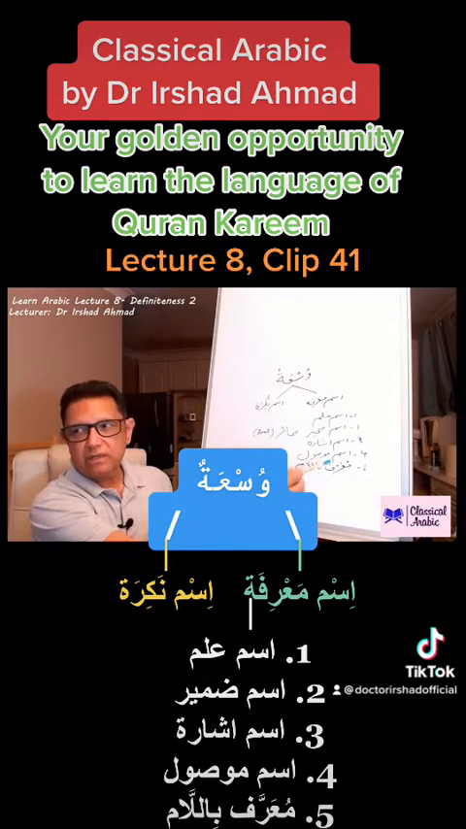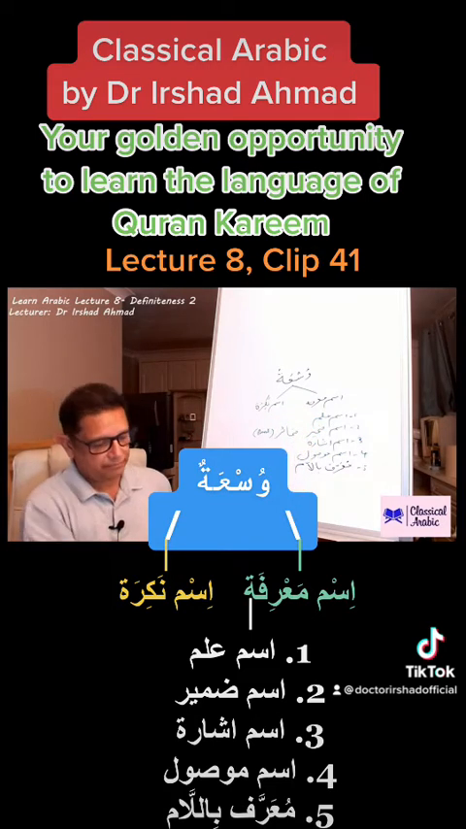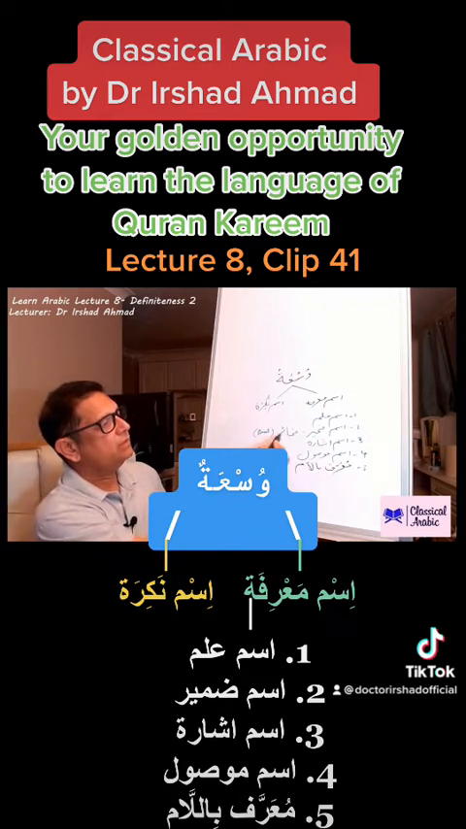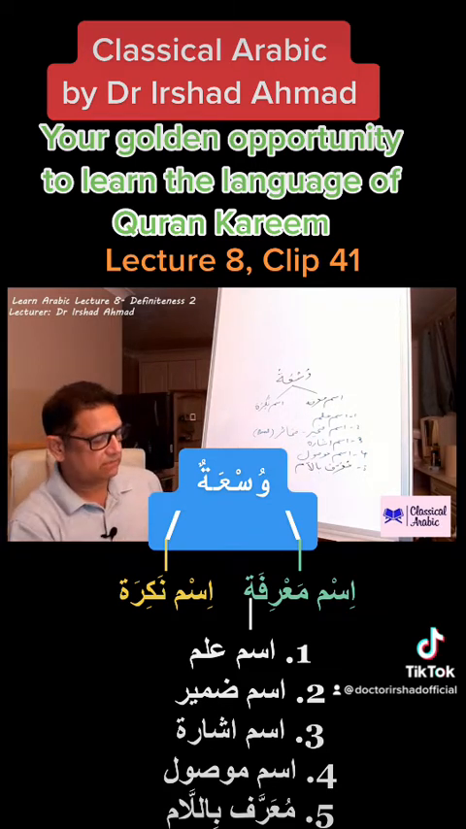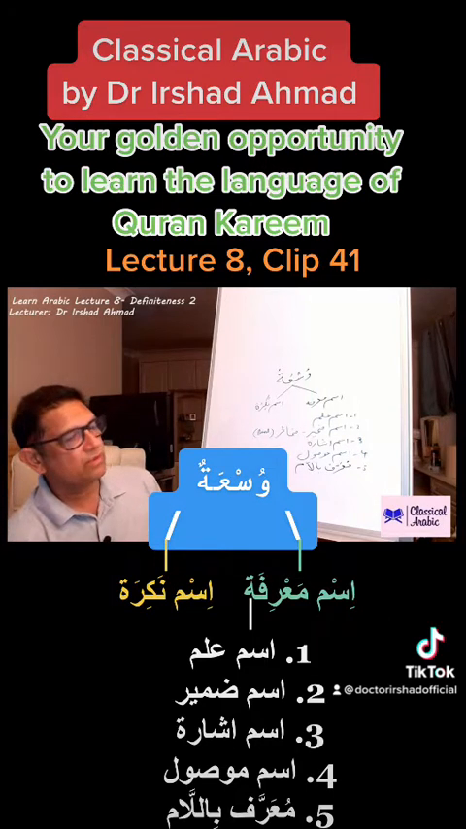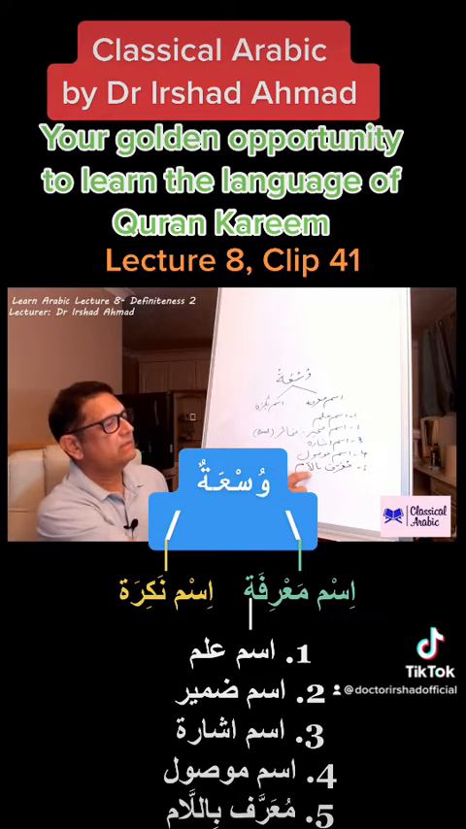So from the wus'a point of view, an ism is divided into ism marifa and ism nakira. Marifa has 7 categories, and we have looked at 5 of them already. Ism alam is proper noun. Ism damir is basically personal pronoun, and plural is damair, which is jamu mukassar. Ism ishara is demonstrative pronoun. Ism mawsul is relative pronoun. And the 5th one we looked at last time was mu'arraf bil lam.